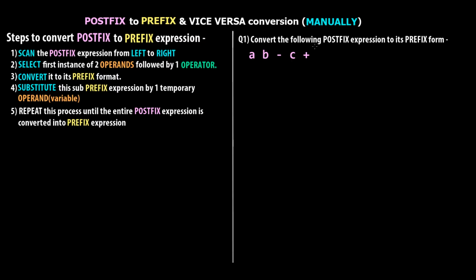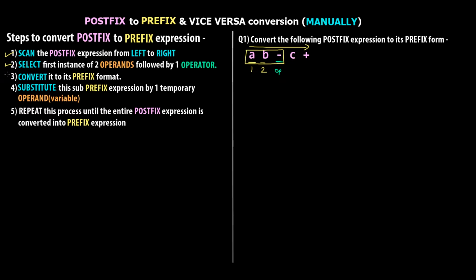Okay, so we've been given a postfix expression AB minus C plus. We have to convert it to its prefix format. Rule number 1 says scan the entire expression from left to right. Rule number 2 says select the first instance of 2 operands followed by 1 operator. So when we scan this from left to right, we say operand number 1, we say operand number 2, and now it is followed by 1 operator. So this is minus operator, right? So we've got our first set of pattern which has 2 operands and 1 operator.